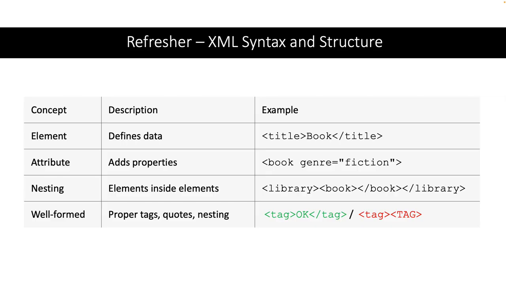Nesting, of course, we have properly nested elements. In that example, you see that library is the root element, and there's a book element nested within it. And well-formed matters. That means proper tags, proper quotes, proper nestings. The green example there looks good. Tag, some content, and close element for tag. The second example is bad because it has all lowercase, then all uppercase, and there's no terminating slash. So that is malformed. But there's more than well-formed, there's valid.